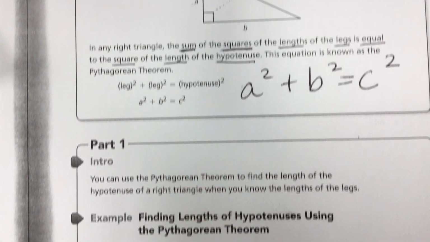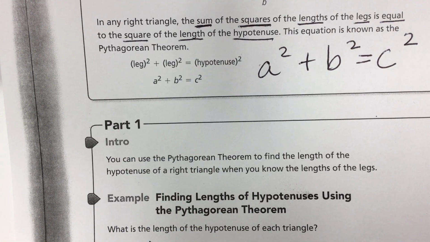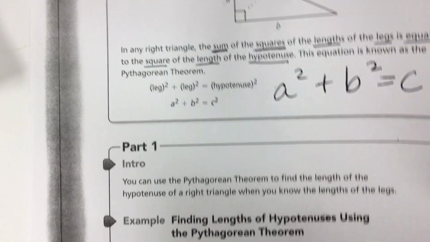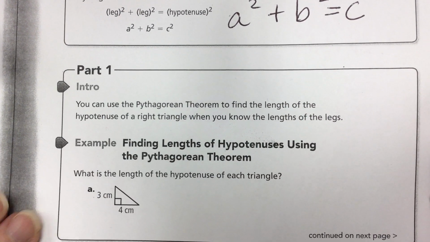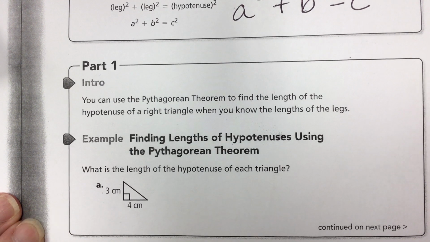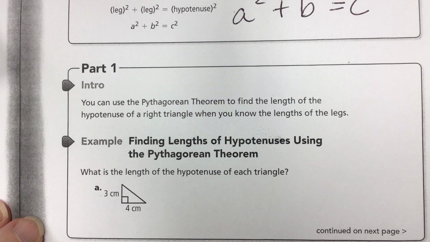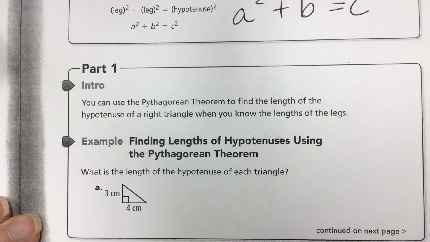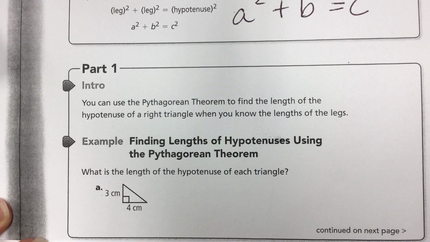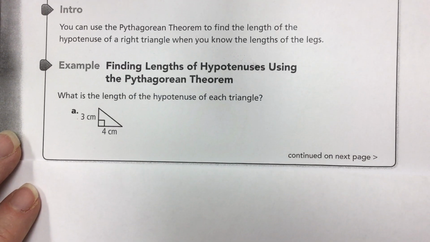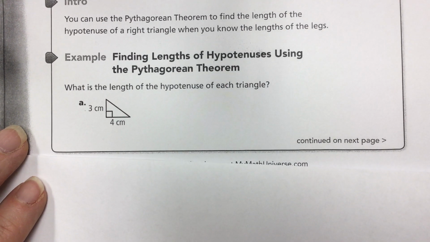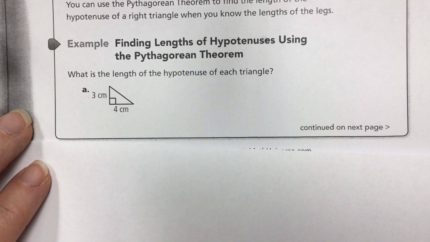So let's look at part 1 here. In part 1, it says you can use the Pythagorean theorem to find the length of the hypotenuse of a right triangle when you know the length of the legs. Example, finding lengths of hypotenuses using the Pythagorean theorem. So here we have a triangle, okay? What is the length of the hypotenuse of each triangle?